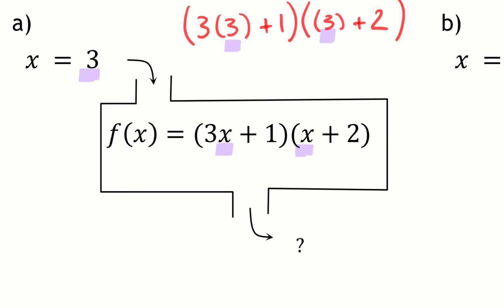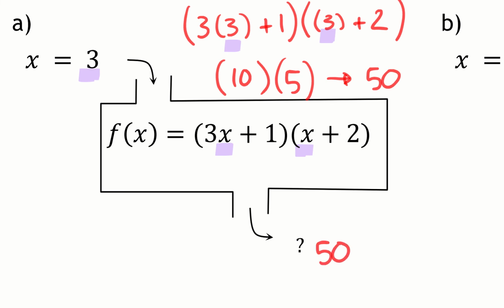Let's look at the first set of parentheses. 3 times 3 is 9, and 9 plus 1 is 10. I have to do that multiplication first, and then I add 1 and get 10. On the other side, I have 3 plus 2, which is 5. When I multiply these two values, I get the number 50. So when 3 goes into this function, it produces an output of 50. So 50 is the output for that function when x is 3.